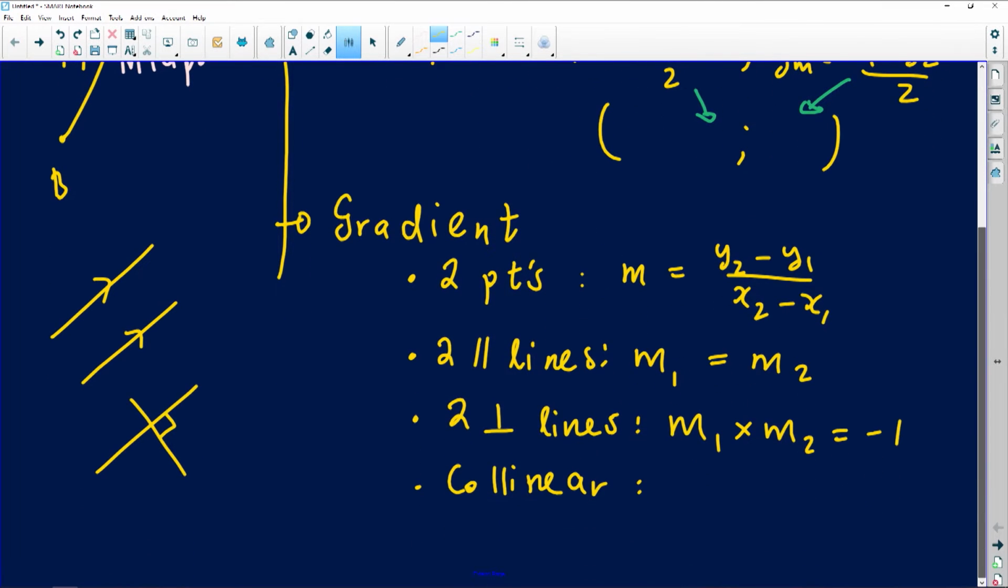Now that also helps us to work out the whole issue with the gradients, because if I've got 3 points that are collinear, which we can call point A, B, and C, it will mean that the gradient of AB will be equal to the gradient of BC, and it will be equal to the gradient of AC. The gradient of collinear points will always give you the same solution.